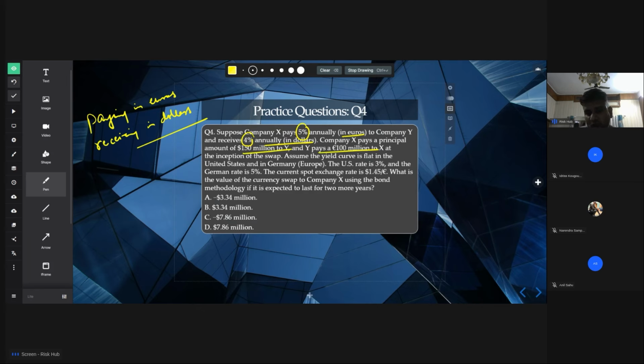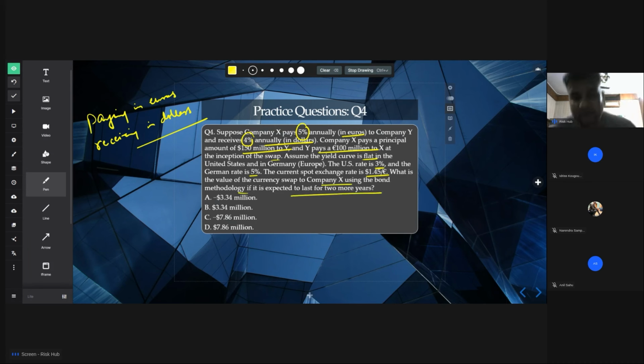Inception of the swap. Assume the yield curve is flat in the US and Germany, so there's no change of interest rate. US interest rate is 3%. Germany is 5%. The current spot exchange rate is 1.45. What is the value of the currency swap to company X using the bond methodology if it is expected to last for 2 more years?